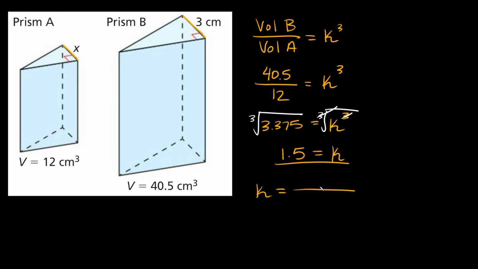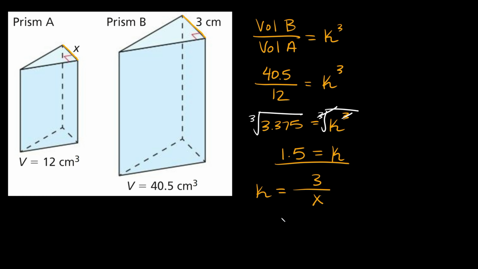So which one goes on top and which one goes on the bottom? Well, it just depends on what you plugged in originally. So originally we plugged in B on top and A on the bottom. So we want to keep that consistent. We want to plug in B on top and A on the bottom. So B, prism B, would be 3 centimeters. So we're going to plug in a 3 on top, and A is this unknown side, which is labeled as x. Okay, great, and I'm gonna make this a little bit shorter just so it doesn't look so crazy.